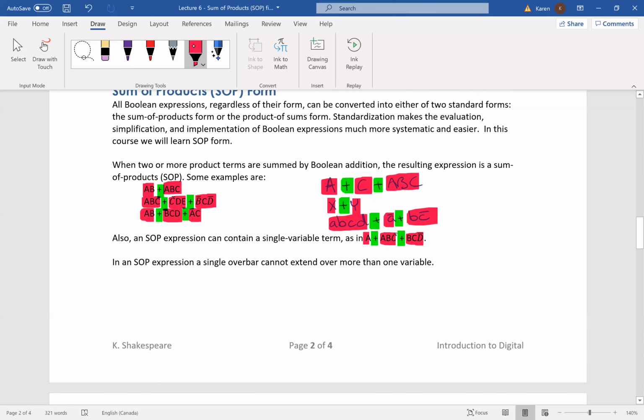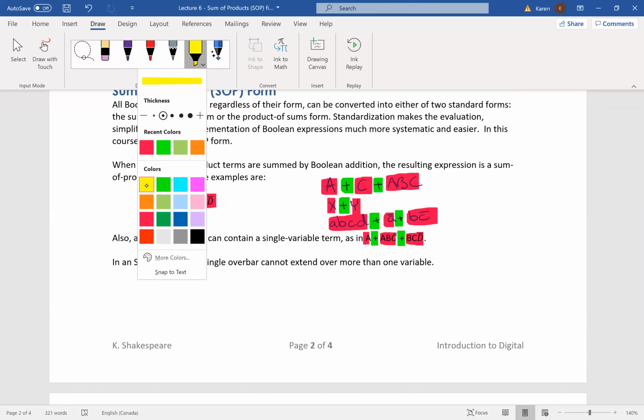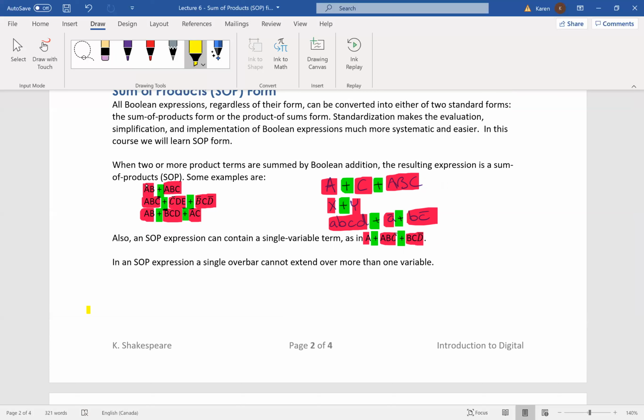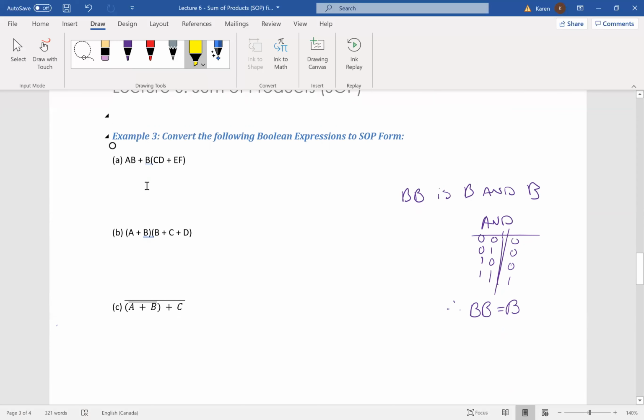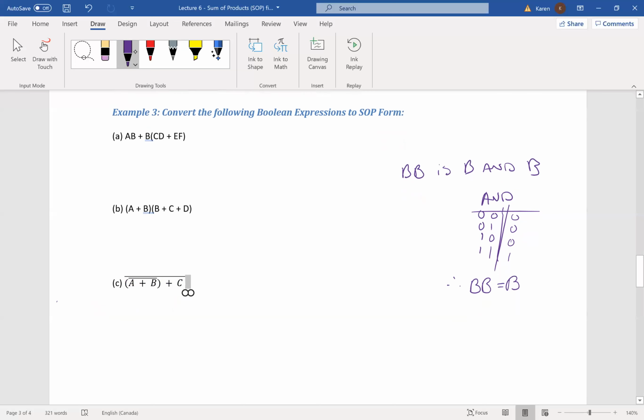And I just want to highlight this for you, that in a sum of products form, a single overbar cannot extend over more than one variable. So that's important as well. So let's look at these examples. And you see here, this inversion bar is over more than one variable. So this is not in sum of products form. This example is asking me to convert the following expressions into sum of products form.